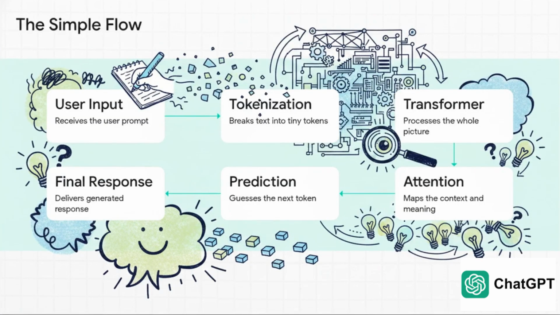Let's move to the diagram and see how this builds a beautiful, simple flow. You start with your user input. The AI immediately jumps into tokenization, chopping your words into data. That data enters the transformer processing engine, taking in the whole picture. Then the attention mechanism kicks in, mapping the context and meaning. That leads directly to next token prediction, firing off word after word in milliseconds until finally you get your final response. It is literally just an incredibly elegant assembly line.